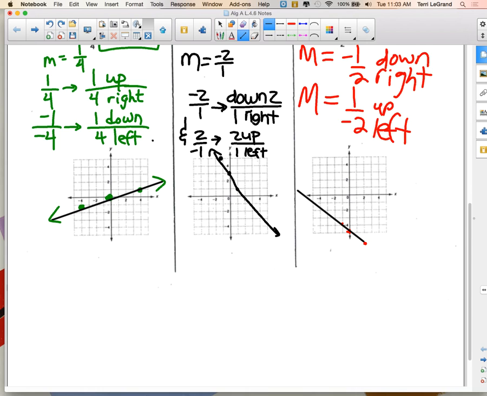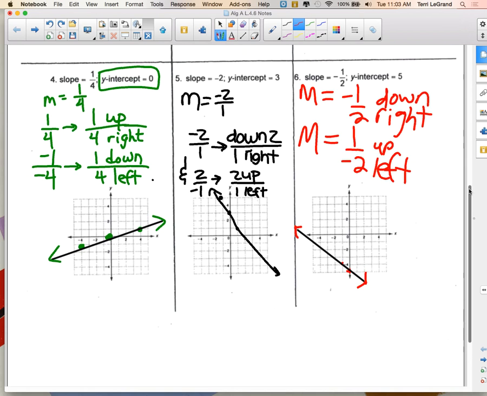No. Now you gotta go back to a pen. Oh, there you go. And now you can put your arrows. Okay, thank you, sir. Okay, agree, disagree with Blake? Disagree. We disagree, because it's a positive 5 for the y-intercept, not a negative.